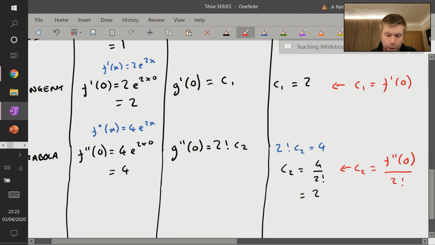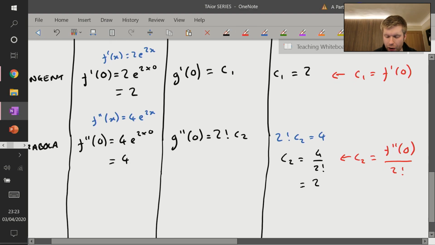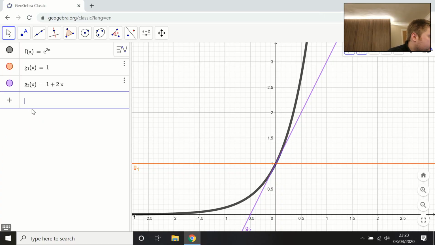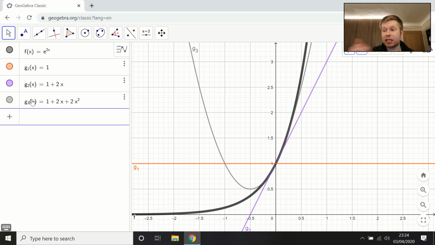So let's go back to GeoGebra and see this plotted, because now I've got a new value that I can stick in. I've got 2, which remember is my x squared bit, so it's going to become 2 times x squared. If I stick in the third approximation of my function, I get g3 of x is equal to, well, I've still got g2, so 1 plus 2x, but now I'm adding on my c2, which is 2, times x squared.